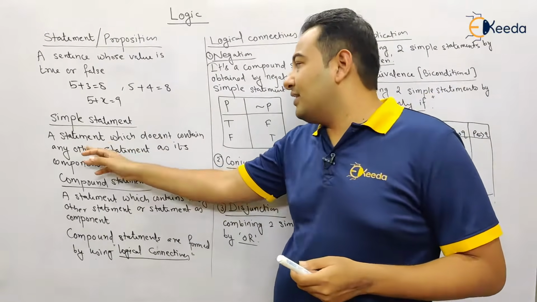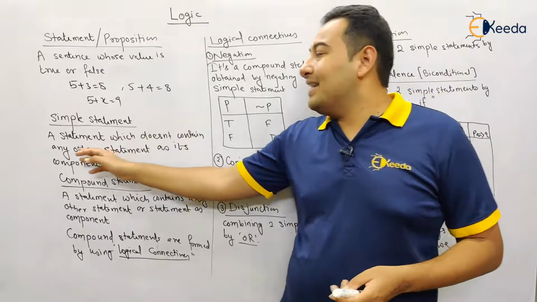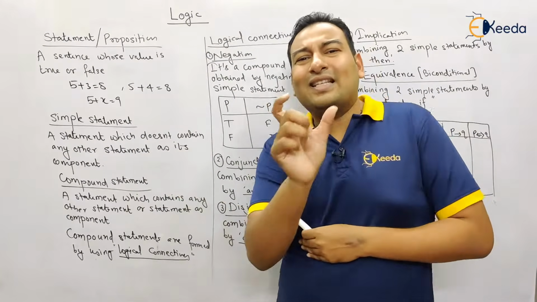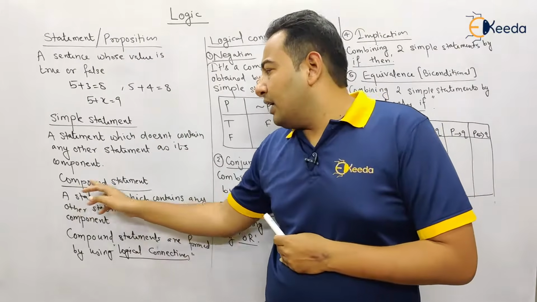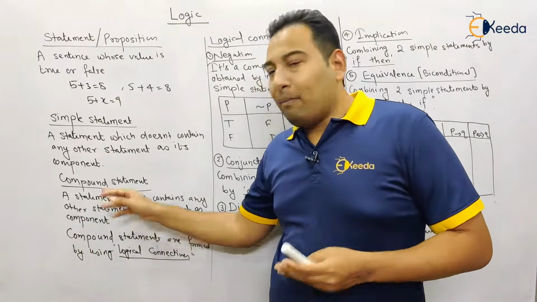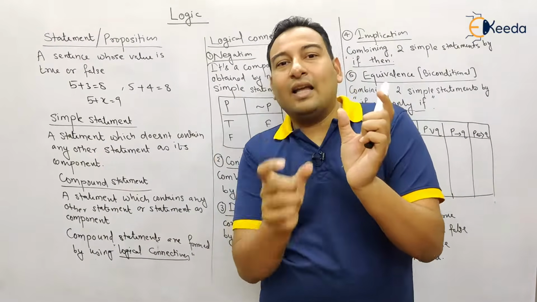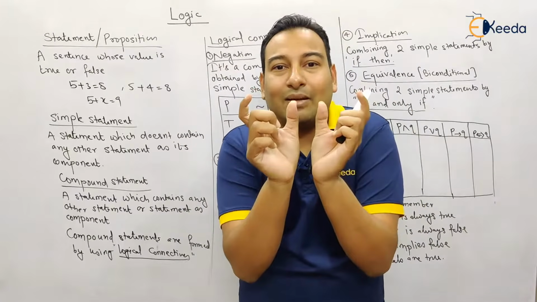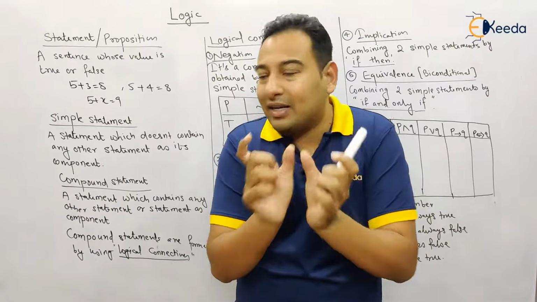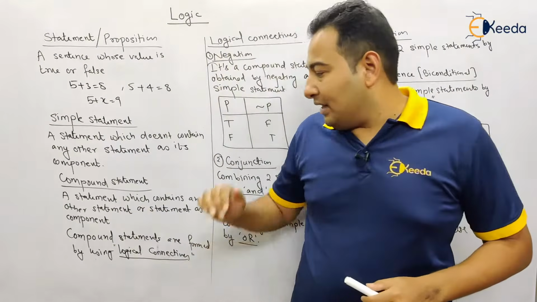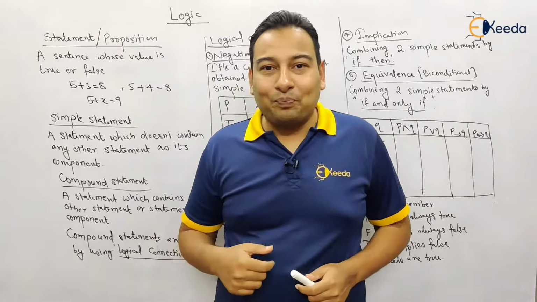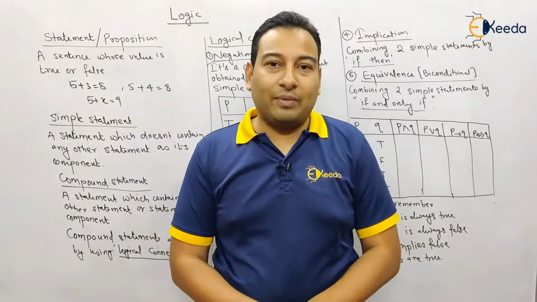So the technical definition is, a simple statement is a statement which does not contain any other statement. Basically it's a plain statement. My name is Farhan. That's it. It's a simple statement. Compound statement means my name is Farhan, this is one statement, and I am a teacher, that's the second statement. If you combine these two statements, that will become a compound statement. So these are the two types of statement. Now the question is how to combine these two statements.